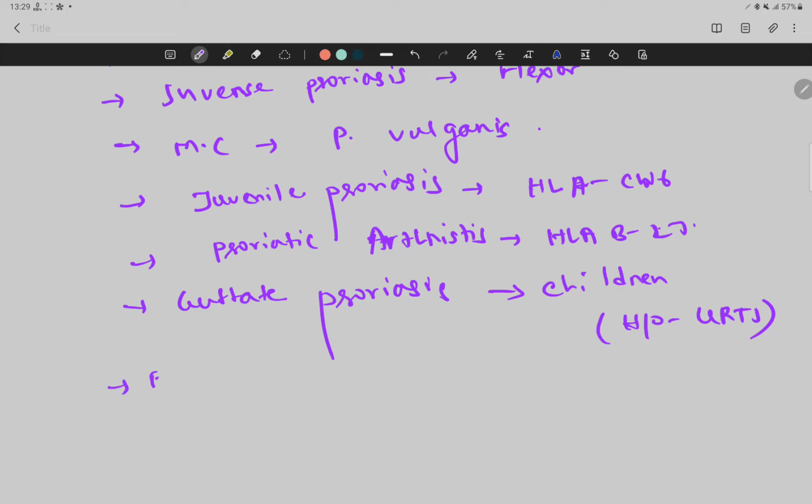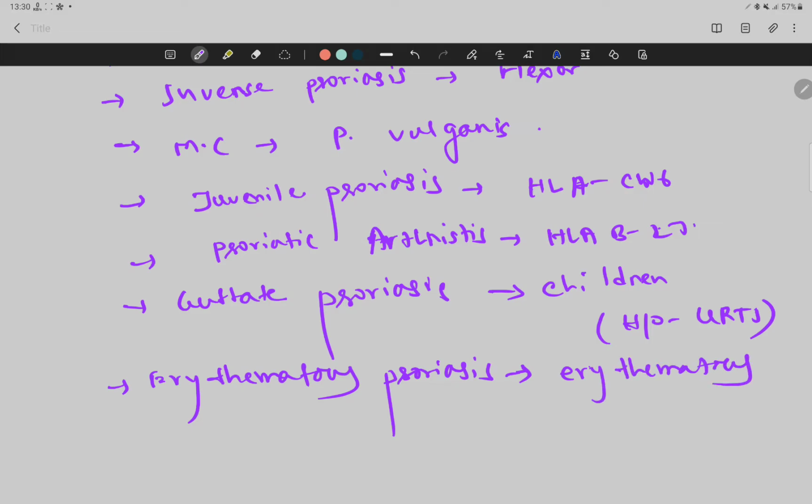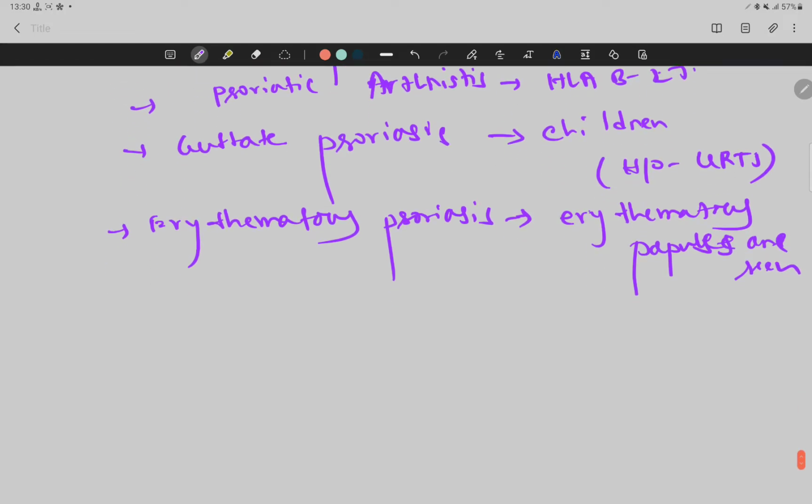And in case of erythrodermic psoriasis there is no silvery scaling, or silvery white scaling is not seen. There are erythematous papules seen.